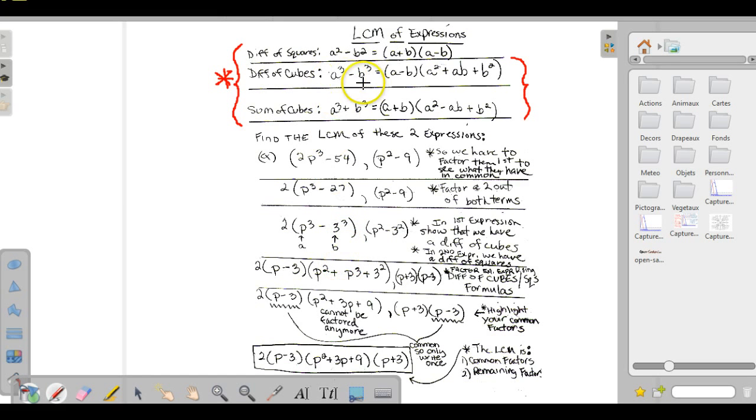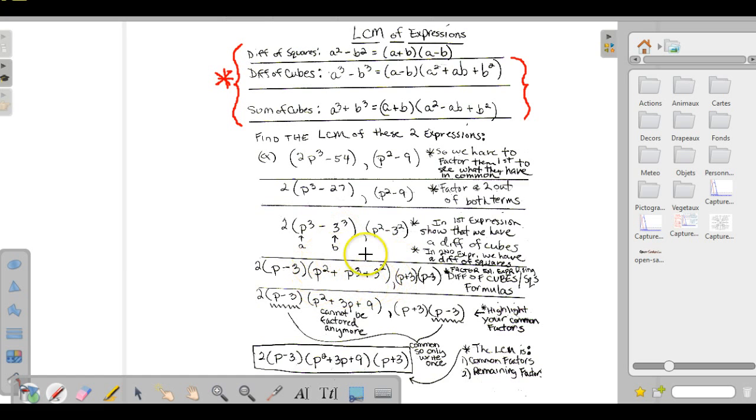So p is going to be A and 3 is going to be B. Now let's use the formula. The formula said that the difference of cubes is just A minus B, so it's p minus 3 times, now we have this huge trinomial. It's going to be A squared, so p squared, plus A times B, so p times 3, and I'll switch those around so they look better. So it's A times B plus B squared, so plus 3 squared. So that's what you're left with.